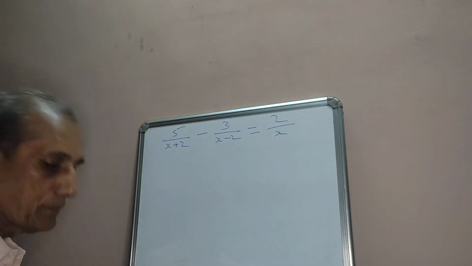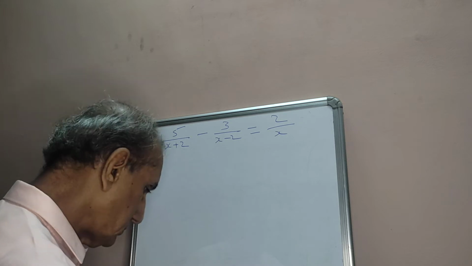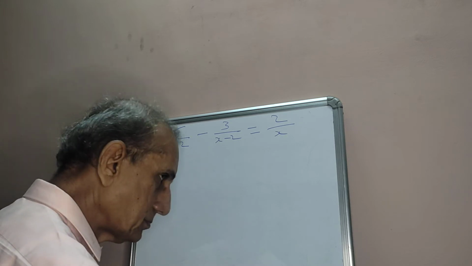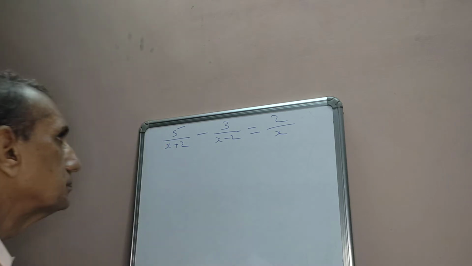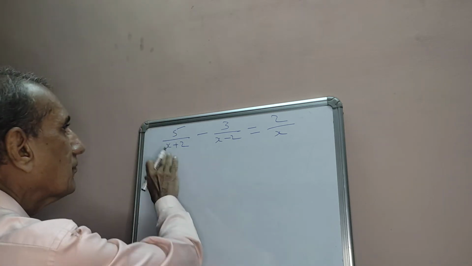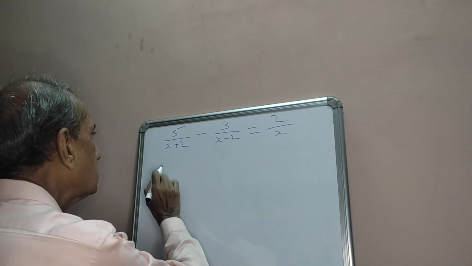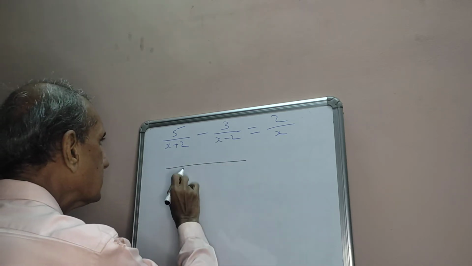Now, how do you solve this? I'll solve this part first, okay? So what do I get? Again, I take the LCM. My LCM is (x + 2)(x - 2).